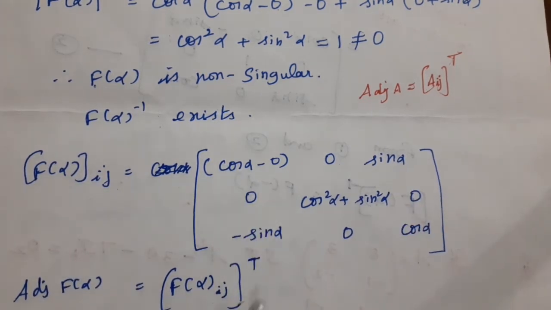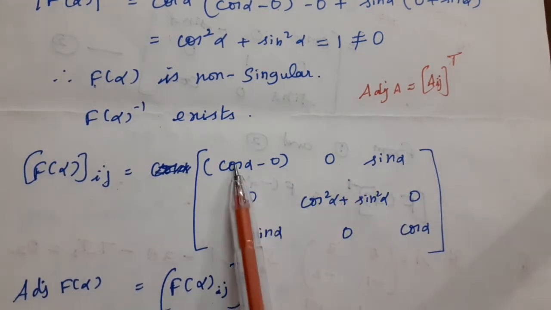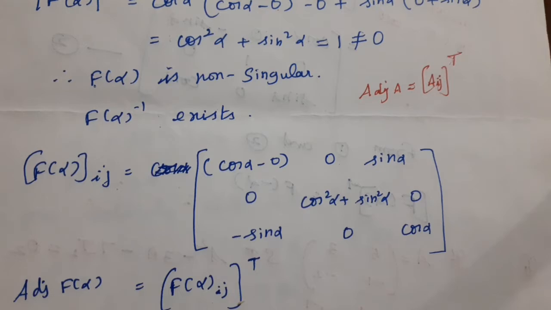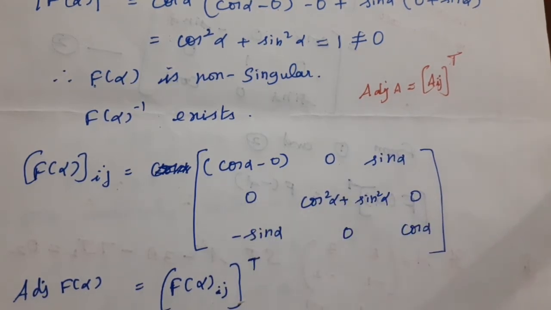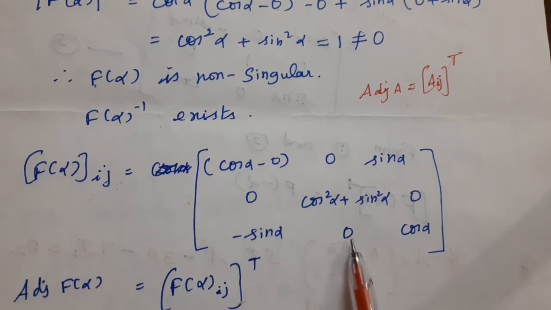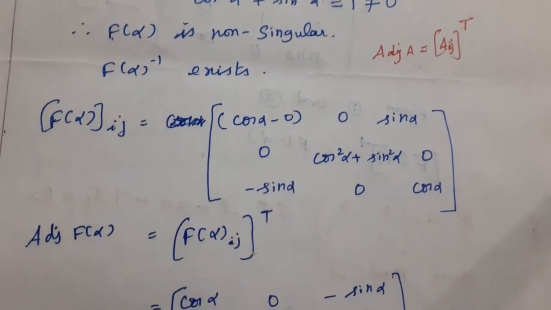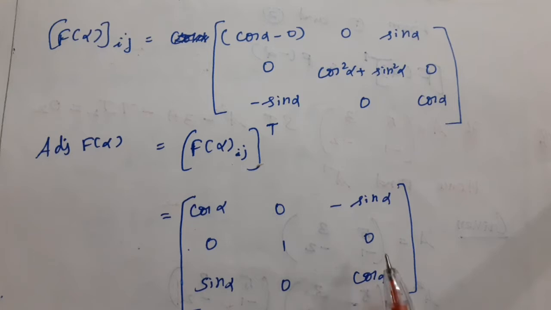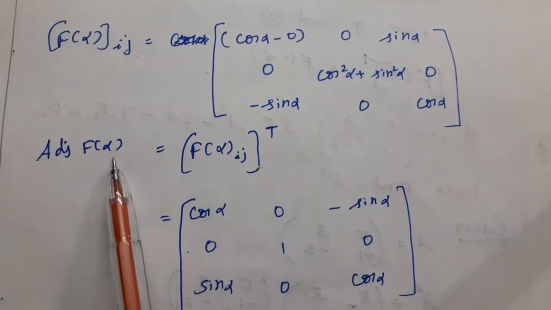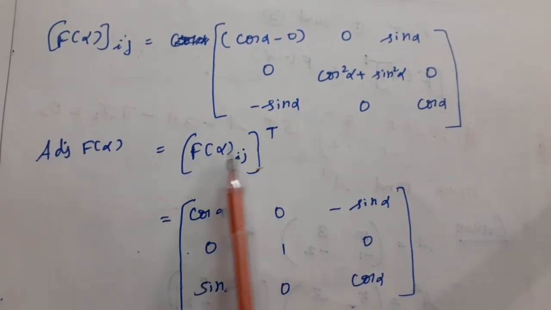This row becomes column. So cos alpha 0 sin alpha, that row. Cos alpha 0, that first column becomes first row. First row becomes cos alpha 0 sin alpha. Next what is 0, cos square alpha, 0. So 0 1 0, 0 1 0. Next what? Minus sin alpha 0 cos alpha. The third row becomes third column. So what do you find? Transpose of Aij. So adjoint of f of alpha equals transpose of f of alpha ij.